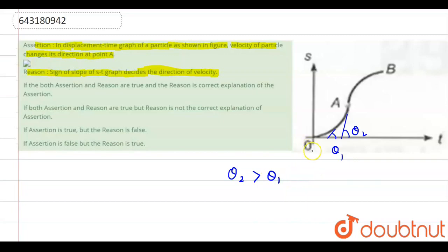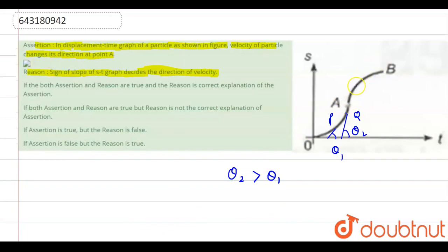That means for these 2 points, if we say this point is P and this point is Q, the point Q has more slope than the point P. This means that the velocity at point Q is more than the velocity at point P, because theta 2 at Q is more than theta 1 at P. So velocity is increasing from point P to Q and further till A.